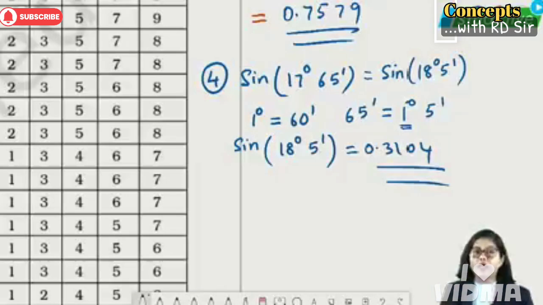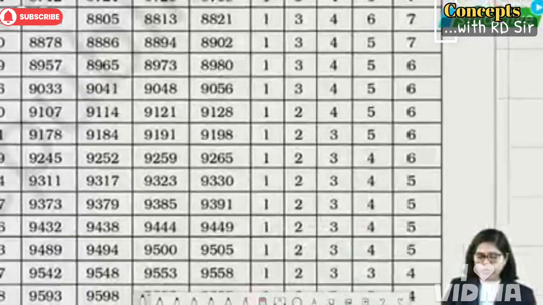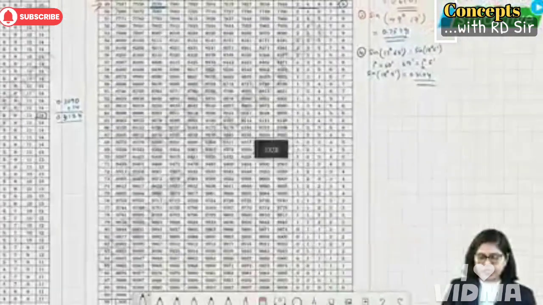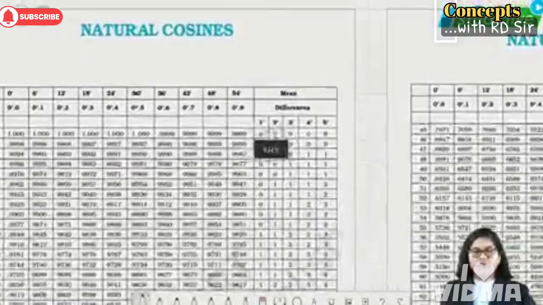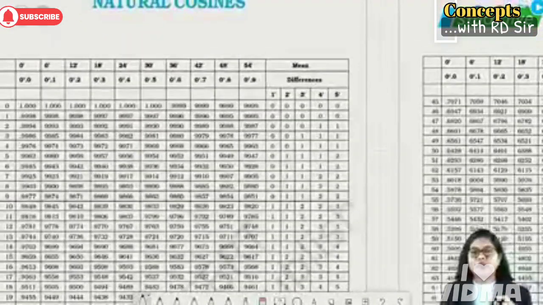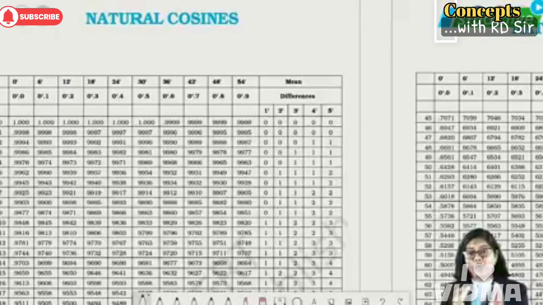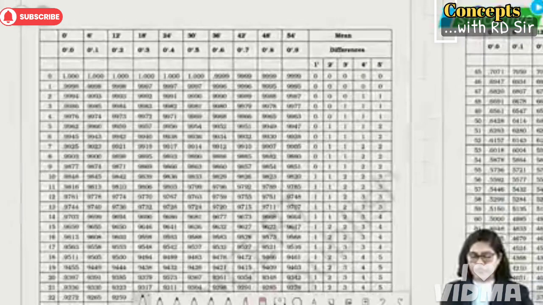Now let us see cos value. Now for cos, of course we are going to the cos table. Let us go to the natural cosine table. In the log table, if you purchase from the market, there will be logarithmic table, logarithmic sine, logarithmic cos. We are not going to check into that. We are going to check into what? Natural sine, natural cos. Okay. So that value we are going to check here.